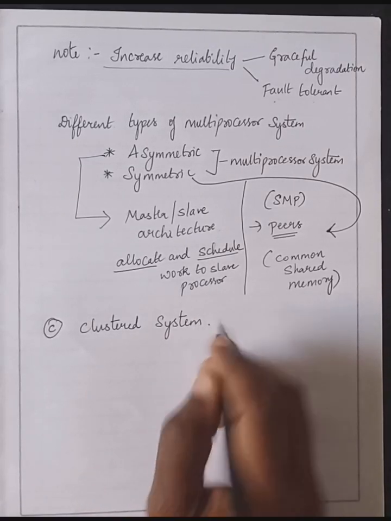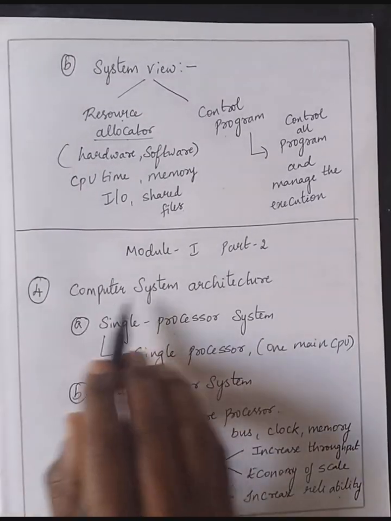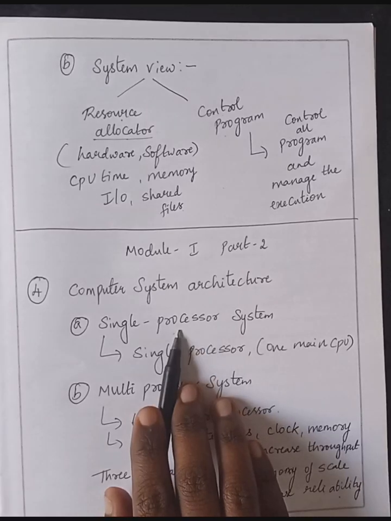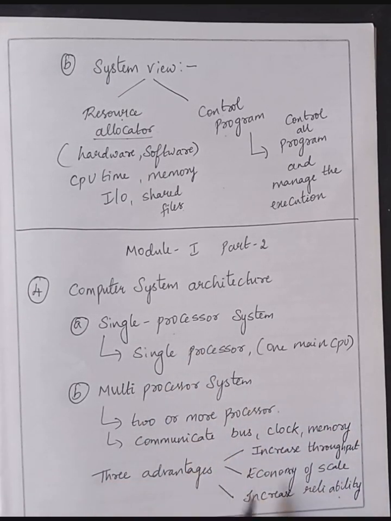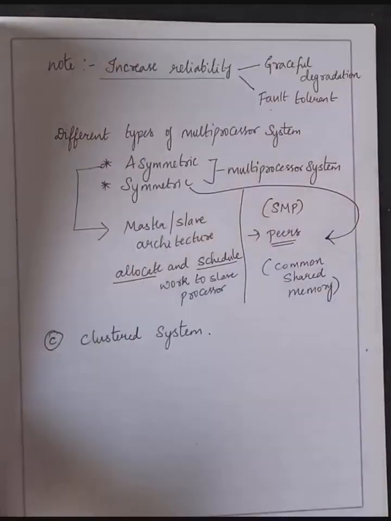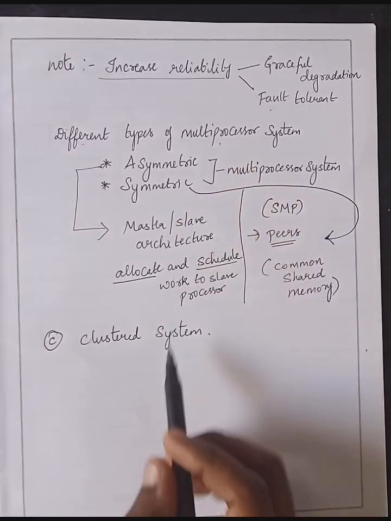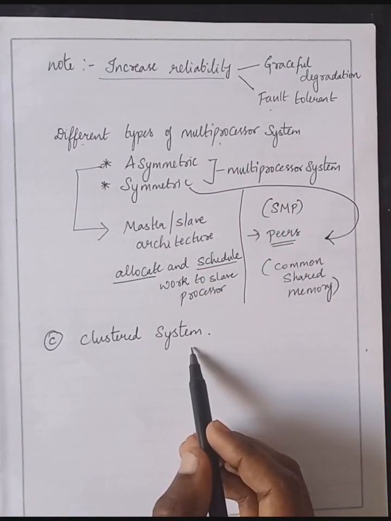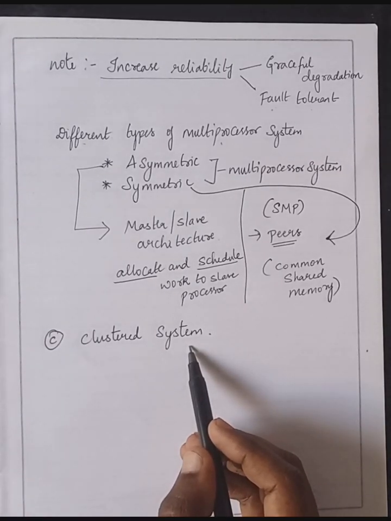For reconfirmation, once again I'll repeat. In computer system architecture, we saw single processor and explained it. Then we had multiprocessor and explained it, and in that we had a subtopic, the different types of multiprocessor. Now we are continuing the main topic, the third type of system architecture, that is cluster system. So what is a cluster system?